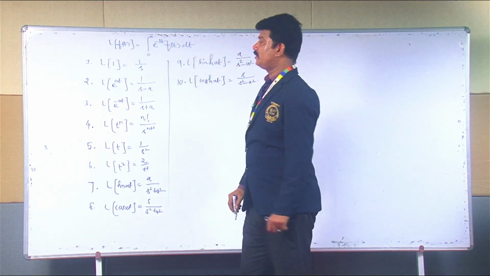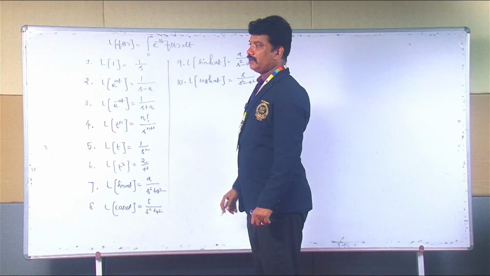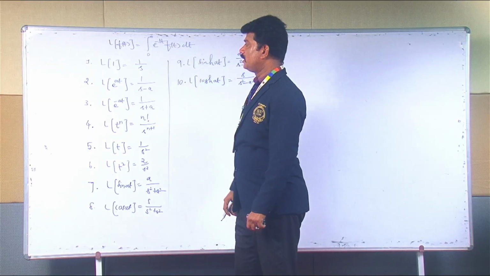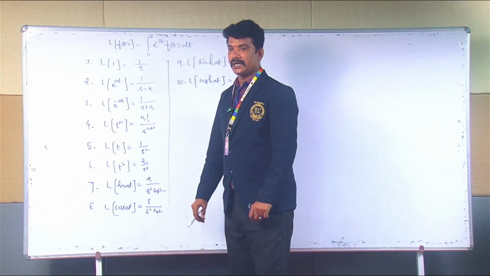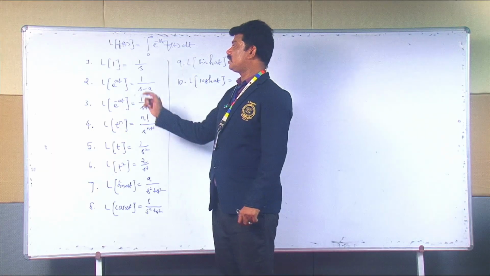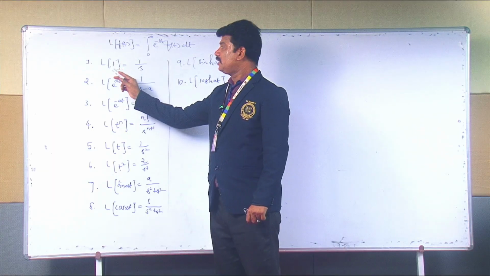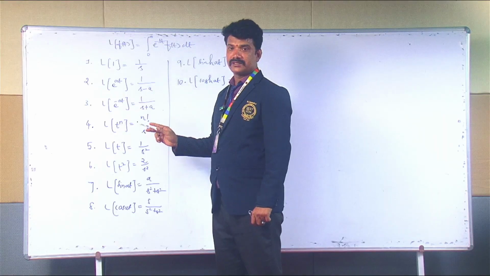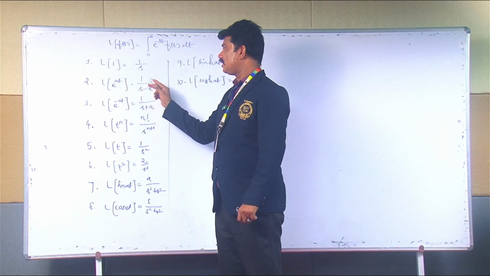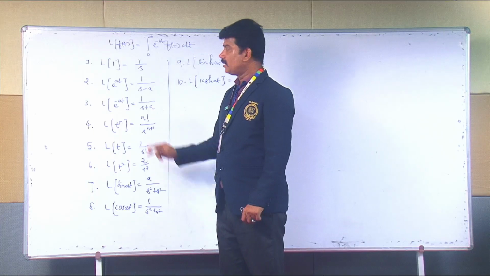Right? Look at the formulas. They are the basic and primary formulas when you are learning the Laplace transformation. So what are the formulas? The first one is L of 1 equal to 1 by s. L of e power at equal to 1 divided by s minus a. See, look at this.